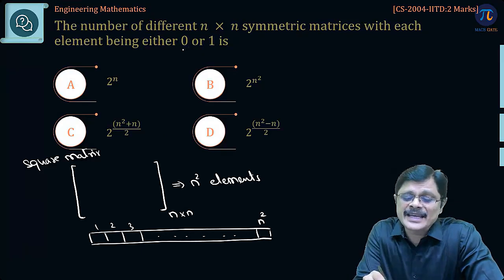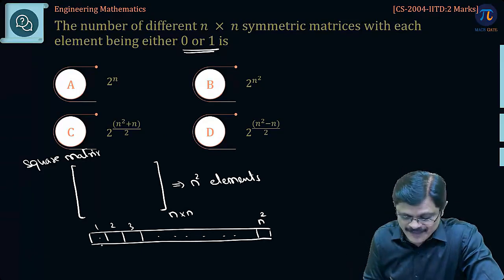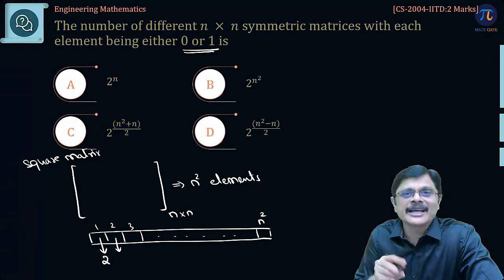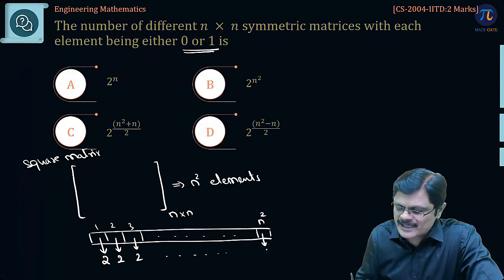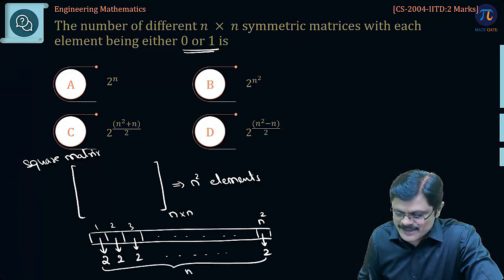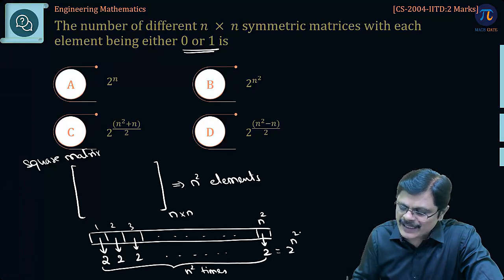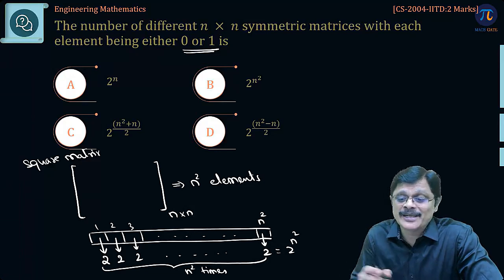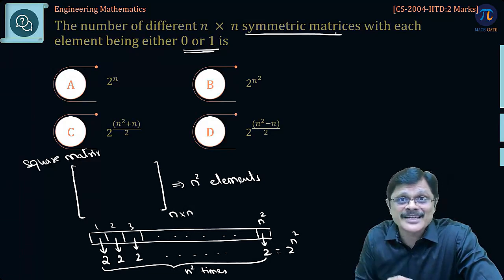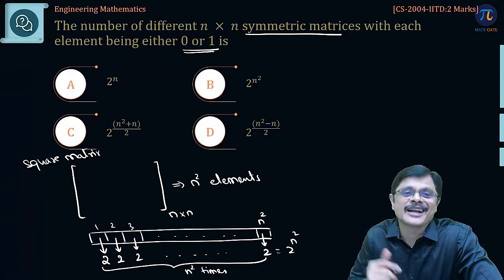Now what is it saying? Each element is either 0 or 1. So this element can be either 0 or 1, meaning 2 possibilities. The same for each element, 2 possibilities, and so on. So 2, 2, 2, how many times? n square times. So the answer would be 2 power n square. If it is a square matrix, the answer is 2 power n square. But it is not a square matrix in our question. It is a symmetric matrix.